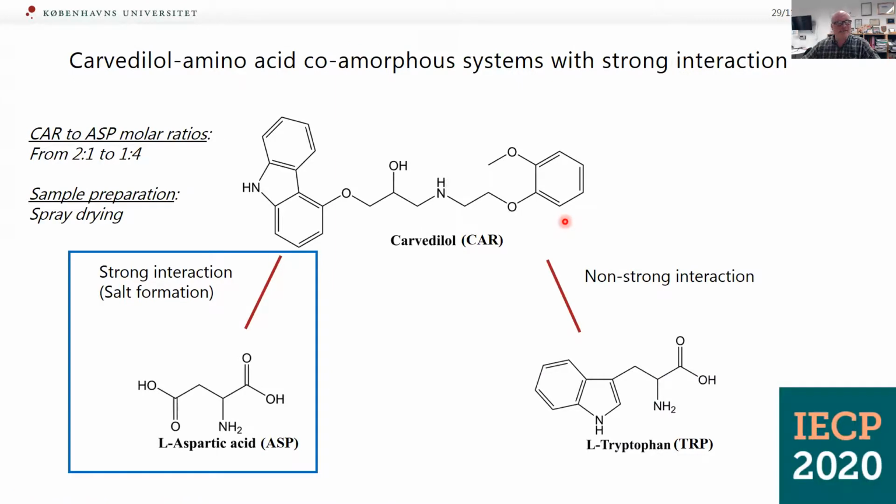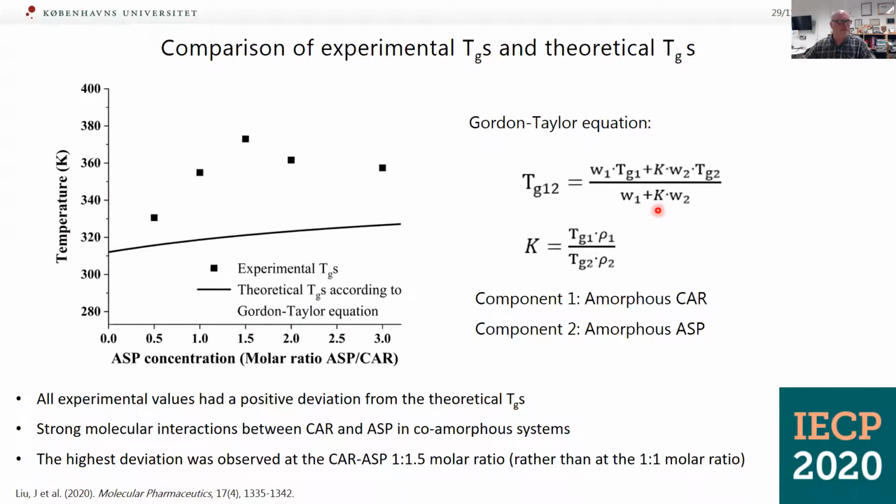Now we extend this study to look at the drug with amino acids. Here we again use our drug carvedilol, and now we are taking one amino acid as co-former, that is aspartic acid, that can form a salt with carvedilol, and one that is tryptophan that cannot strongly interact with carvedilol, but perhaps can have weaker interactions, hydrogen bonding or pi-stacking or so with the drug. So let's see what happened there.